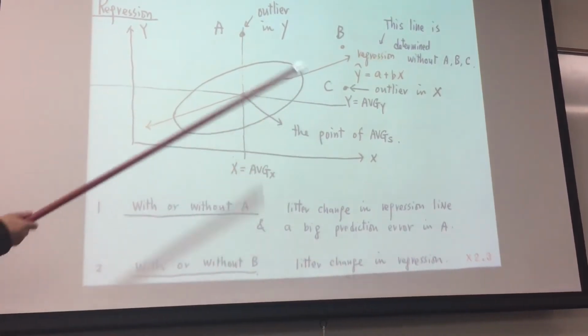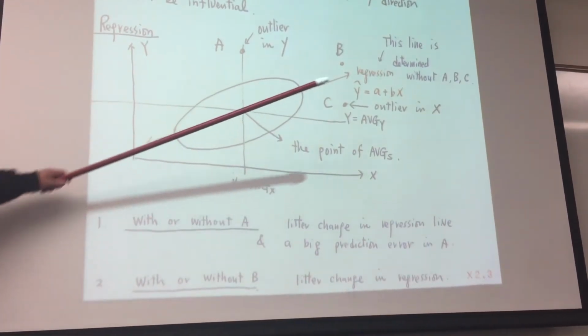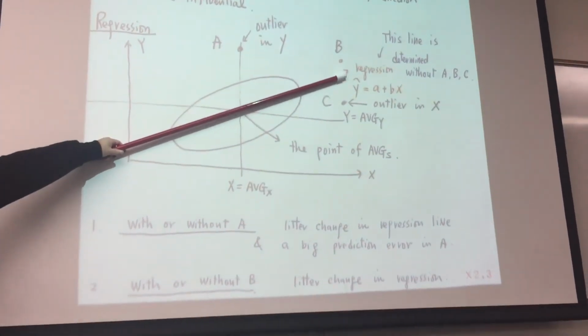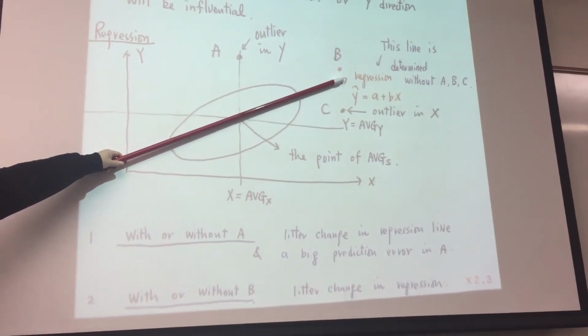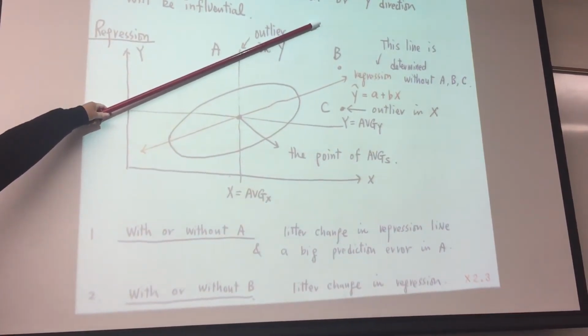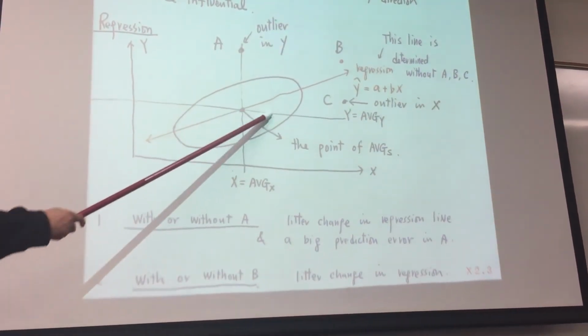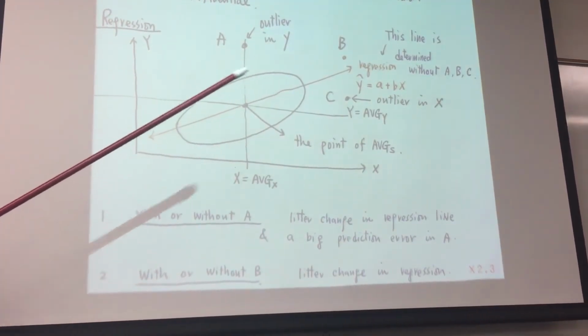And why is that? Look here. When you add A to the data set, the idea of the regression line is to minimize the overall prediction error. So this line can move up. But can it move up to here? Of course not. If it moves to here, then every point inside the scatter plot has a big prediction error. Is that okay? So you cannot move towards it.